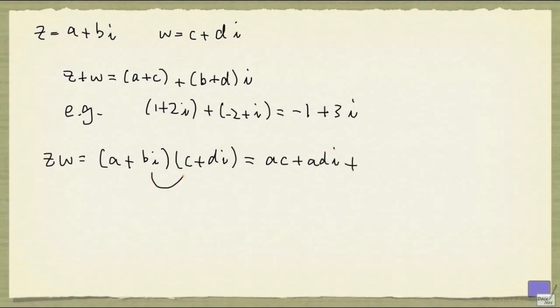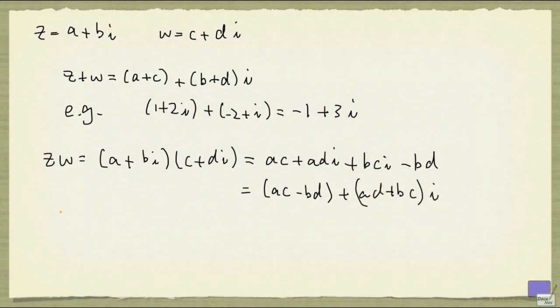And then we multiply bi with c plus di, so I get bci. Now bi times di is going to be bd times i squared, but i squared is minus 1. So this is minus bd. And if we group together the real parts and the imaginary parts, this is what we get.